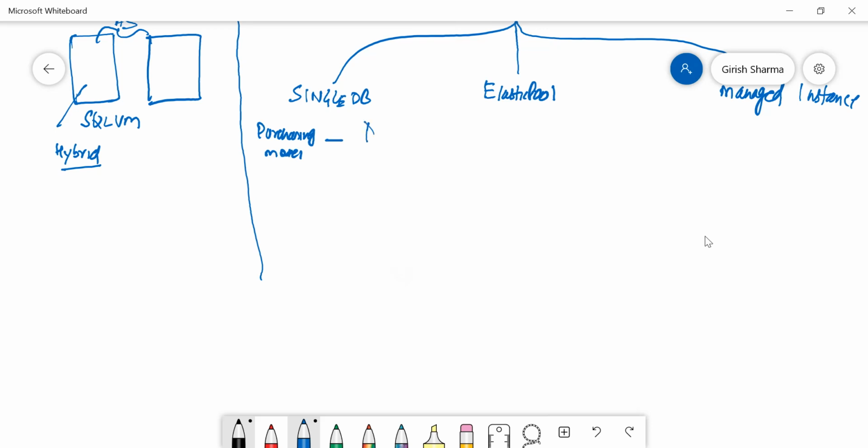You will have DTU and then you have vCore. And just to be specific, DTU and vCore is for single database. For Elastic Pool, it's going to be eDTU, or Elastic Database Transactional Unit, and vCore.